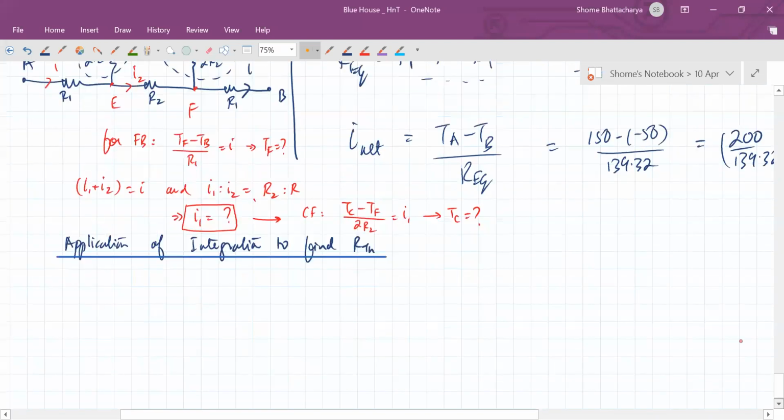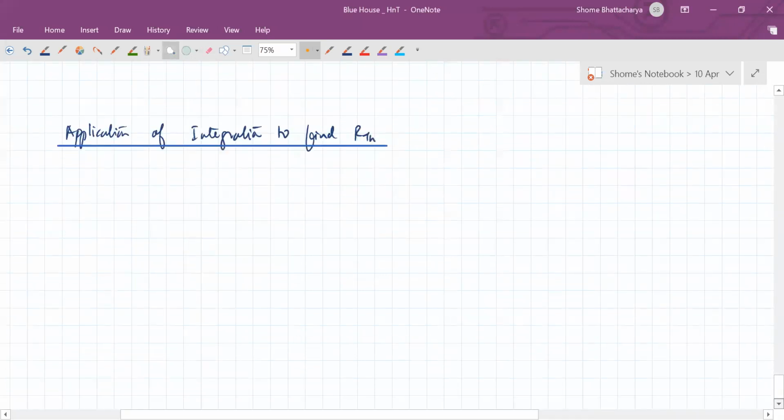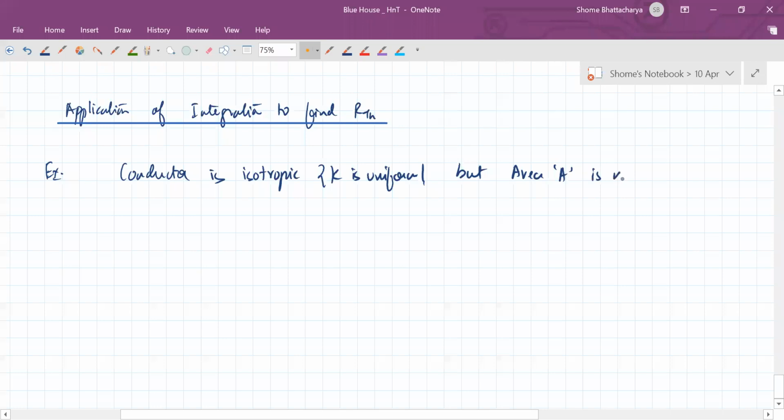Now let's come back to the application of integration. For example, first of all, we can have a situation where the conductor is isotropic, that is K is uniform, but the area of cross section is not uniform. An example of that was the spherical shell example that we were doing earlier today.